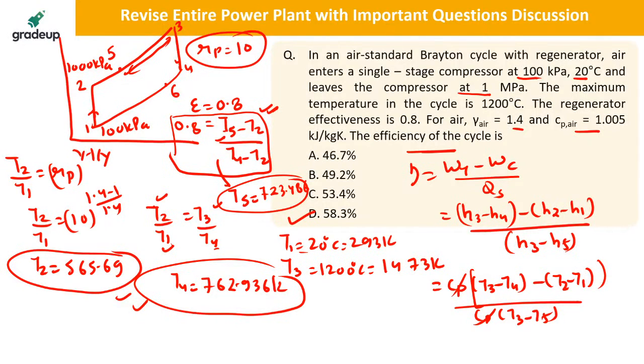You have got the value of all the temperatures, T2, T3, T4, everything. Just put all the temperatures in this relation. You will be getting the efficiency 58.3%. Have you all understood this question? Tell me everyone. Yes, it is a very good question. This type of question can be asked for 2 marks in the GATE exam. Yes, the answer will be D for this question.